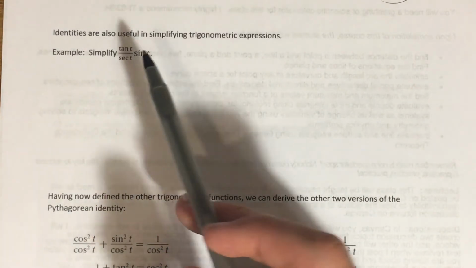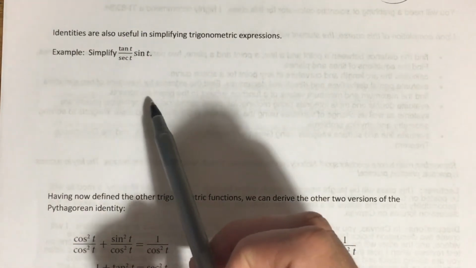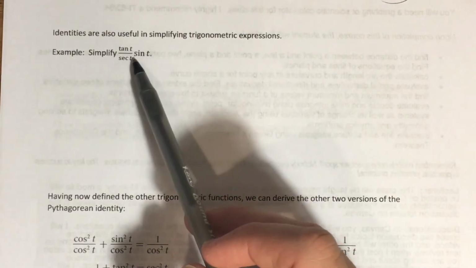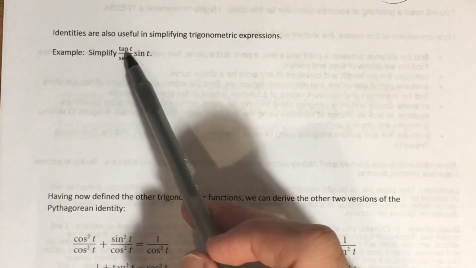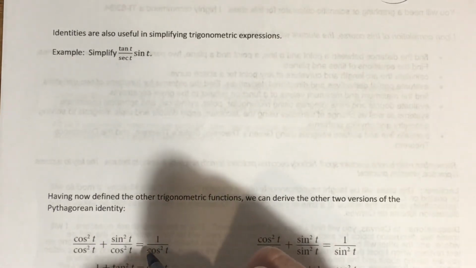That's where we deal the most heavily with trig identities. But here is sort of a preview to that. So the goal here, it says, is to simplify this expression. It's tangent of t over secant of t times sine of t. How do we do that?